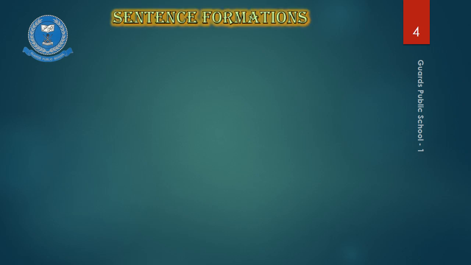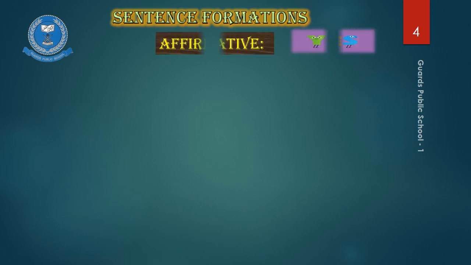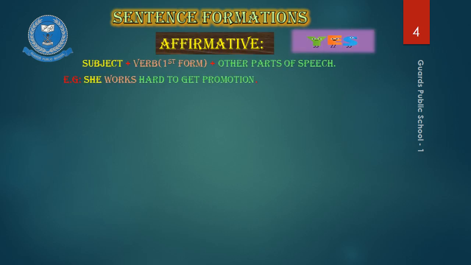Let's learn the formation or transformation of the present indefinite tense into the four basic kinds of sentences. As discussed earlier, in the affirmative form, we have subject, a verb, and other parts of speech. For example, she works hard to get promotion.